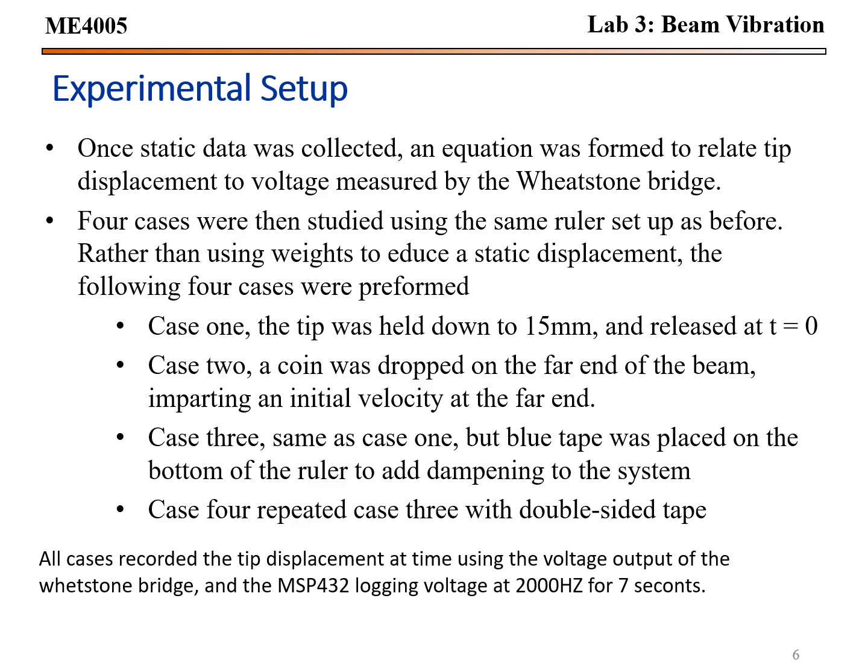Case 1: the tip was held down 15 millimeters and released at t equals 0. Case 2: a coin was dropped on the far end of the beam, imparting an initial velocity at the far end. Case 3: the same as case 1, however, blue tape was put on the bottom of the ruler for about 2 inches of it to add damping. Case 4 is the same as case 3, however, it used a clear double-sided tape instead of blue tape.